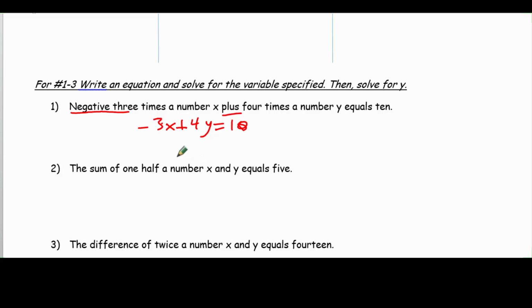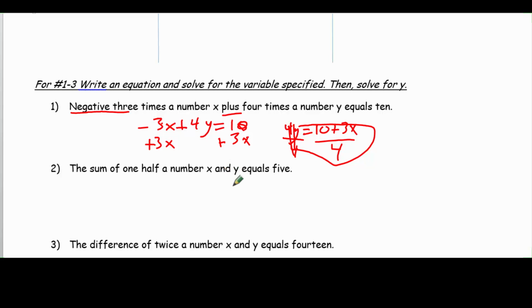Okay. And now we just solve it for y. So we'll add the 3x over, add the 3x over, and we get 4y equal to, now it really depends, 3x plus 10 or 10 plus 3x. I started writing 10 plus 3x, and then felt like I want to change it, but it doesn't matter. Alright, divide both sides by 4. And so there's my answer. Y equals 10 plus 3x all over 4.